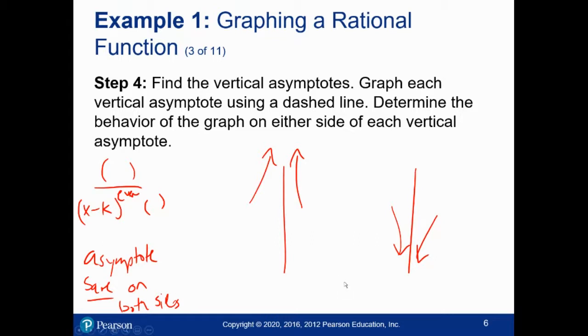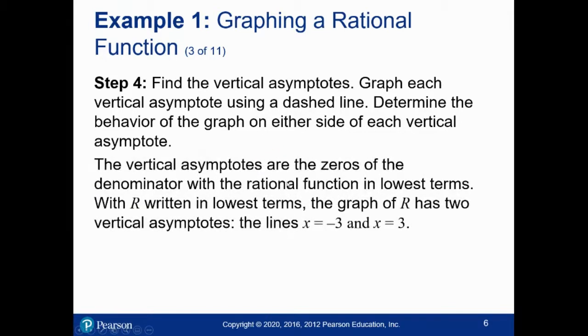So when you have a root of the denominator of even multiplicity, the vertical asymptote will have the same direction on both sides. When your denominator has a root of odd multiplicity, the vertical asymptote will do different things on both sides.